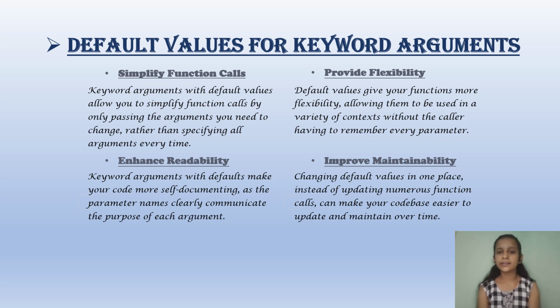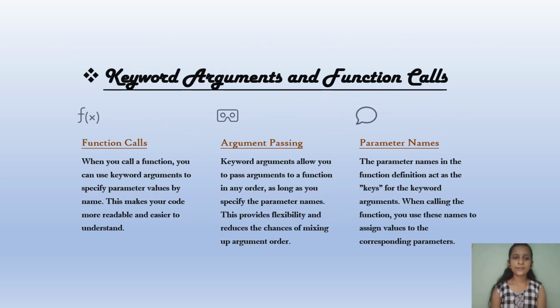It provides flexibility. Default values give your function more flexibility, and allow it to be used in a variety of contexts without the caller having to remember every parameter. It enhances readability. Keyword arguments with defaults make your code more self-documenting as the parameter names clearly communicate the purpose of each argument. It improves maintainability. Changing default values in one place instead of updating numerous function calls can make your code base easier to update and maintain over time.